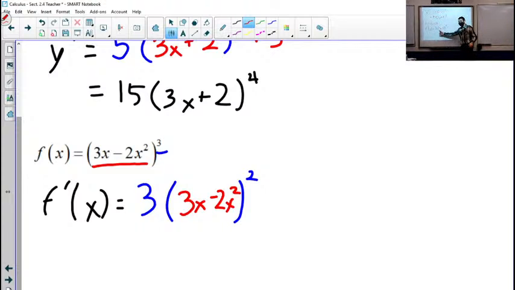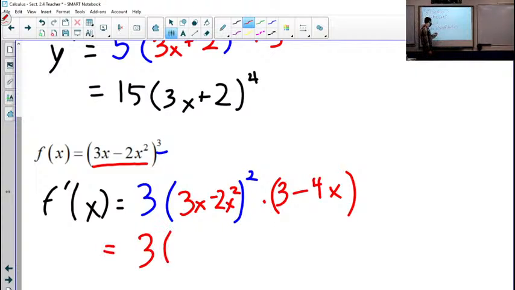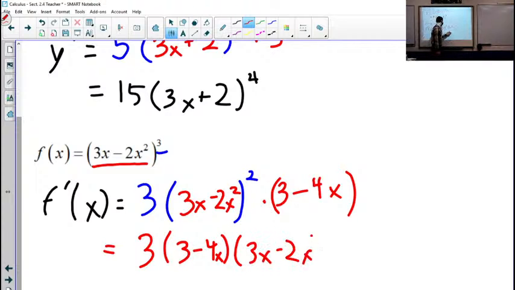So here the innermost function stays how it is. Times the derivative of the inside part. Derivative of 3x is 3. Minus derivative of 2x squared, that's going to be 4x to the first. So we could rearrange that order, we could distribute, we could do a couple things, but I'll leave it as 3 times 3 minus 4x times 3x minus 2x squared.